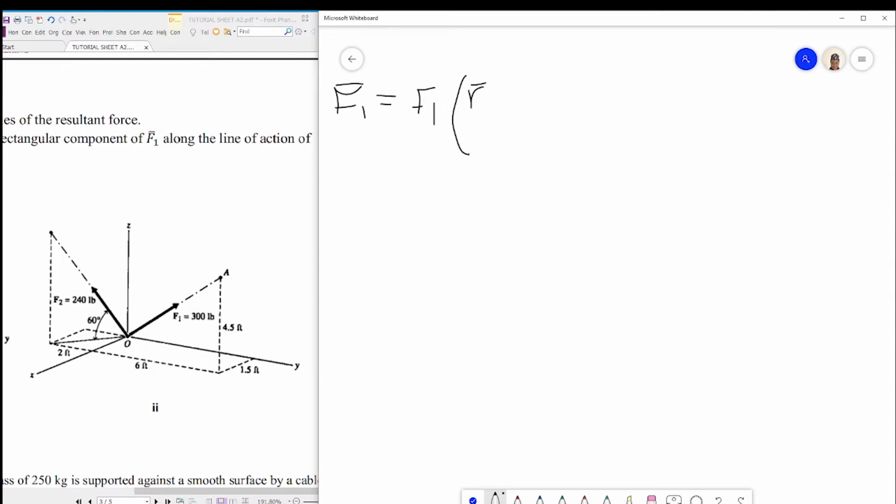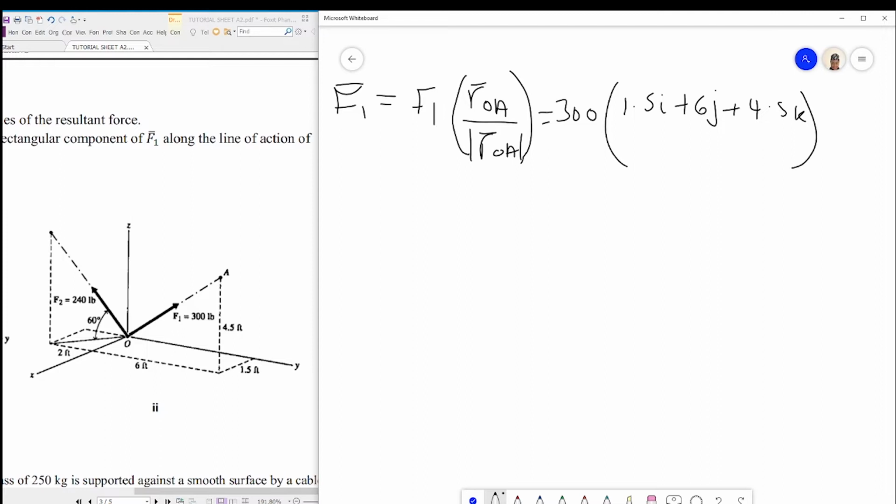R OA over the magnitude of R OA, which is equal to 300 multiplied by the position vector for A. If I am really looking at it, it's 1.5i plus 6j plus 4.5k over the square root of 1.5 squared plus 6 squared plus 4.5 squared.